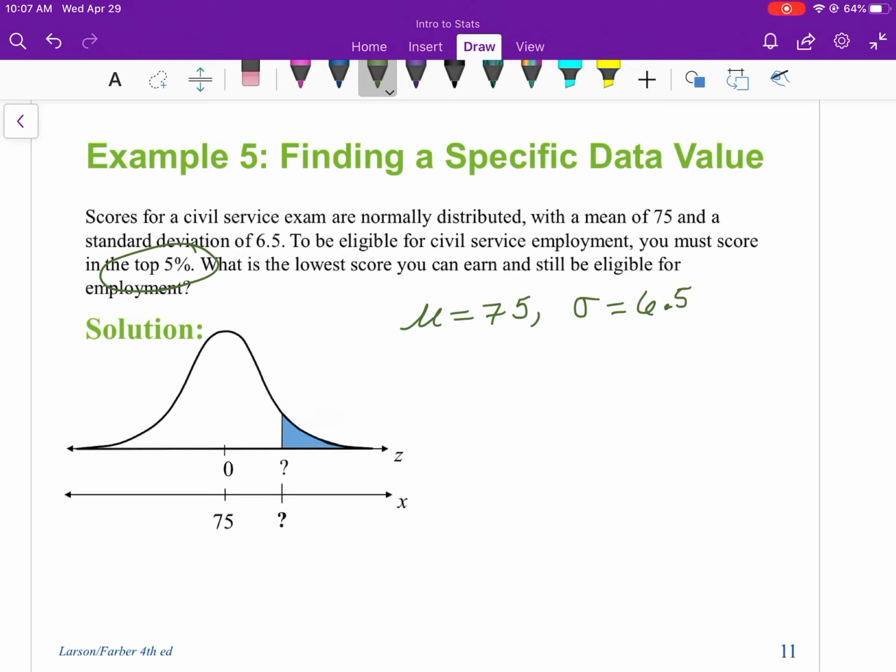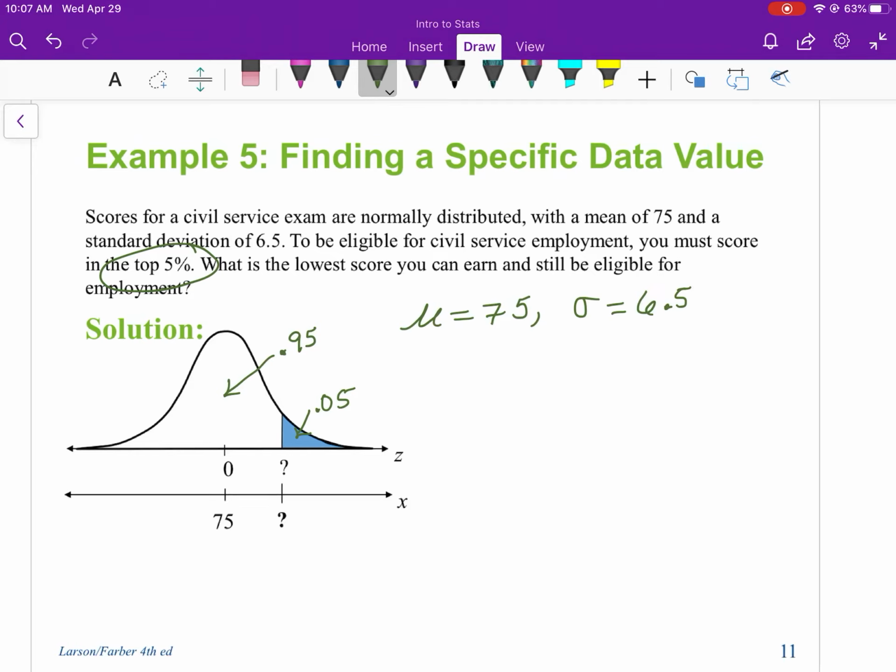Civil service exams are given to work in the post office, for example. And so you have to score in that top 5%. Now, we discussed this earlier. If this is the top 5%, this is the lower 95%. So in other words, you have to score in the 95th percentile to be eligible for employment.